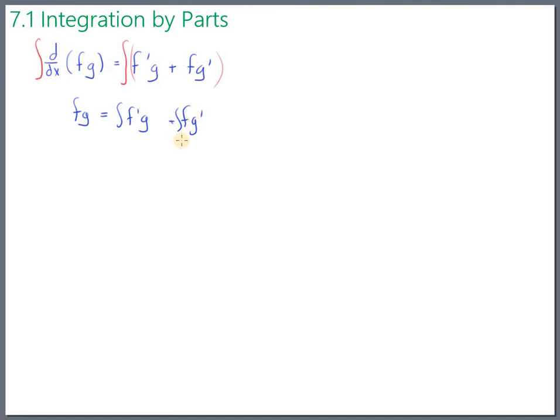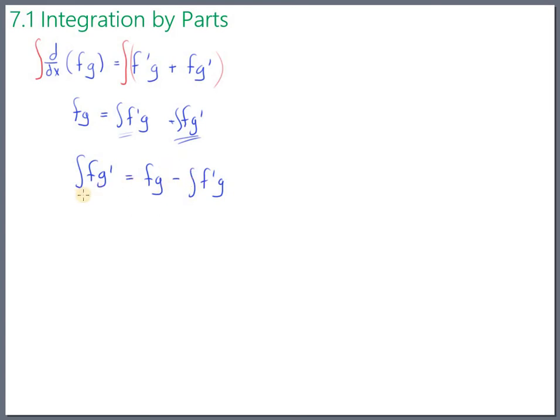And I just want to solve this equation for this term right here. So let me move this term to the other side. So the integral of f g prime is equal to f times g minus integral of f prime g. Okay. This is the integration by parts rule.